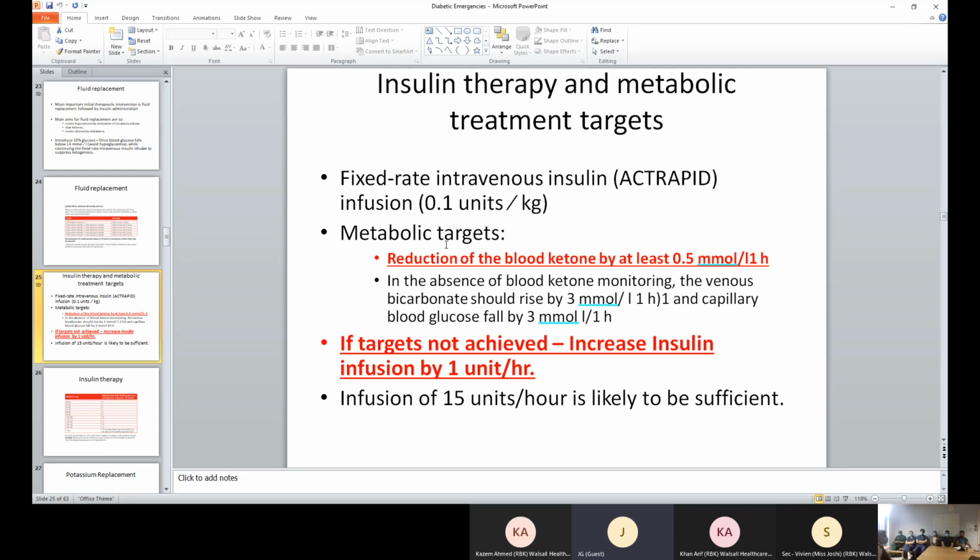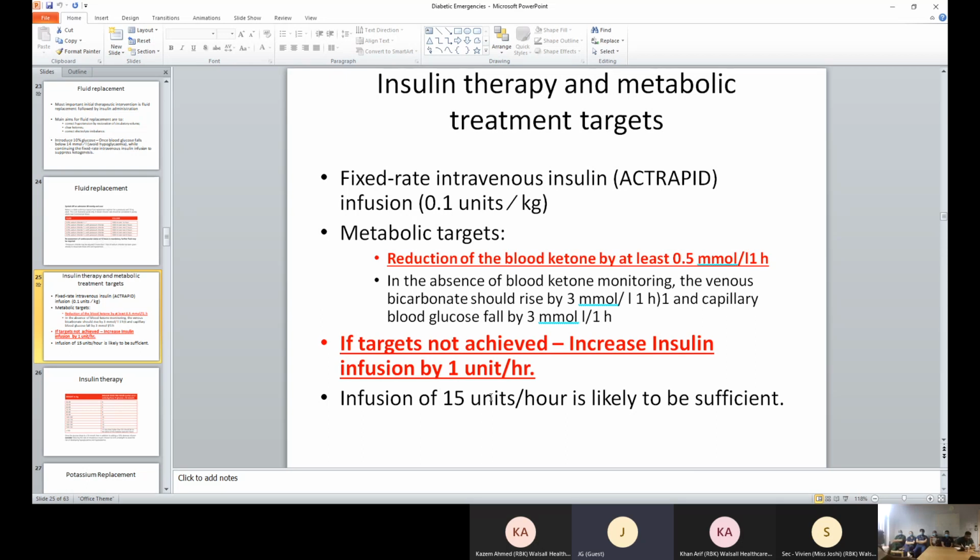That's the response. If that response is not happening, then you need to increase the insulin infusion rate by 1 ml per hour. So if they're already on 8 ml per hour and the ketone is not dropping by 0.5, the next hour you increase it to 9 ml. Then the next hour, if it is still not dropping, increase to 10, up to 15 ml or 15 units per hour, because 1 ml contains 1 unit.